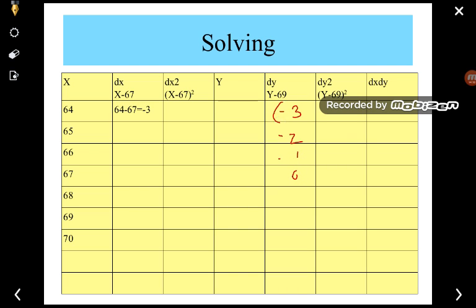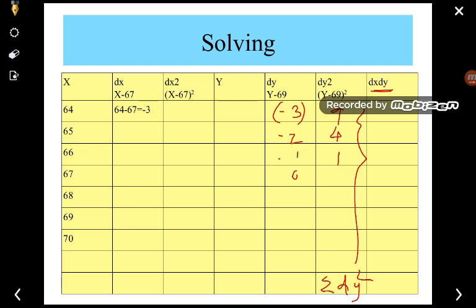Now we have to make it a square. That will be dy square. That is equal to 9, this is equal to 4, this is equal to 1. Similarly, you will get the summation of dy square. If you add all this together, you will get the summation of dy square.